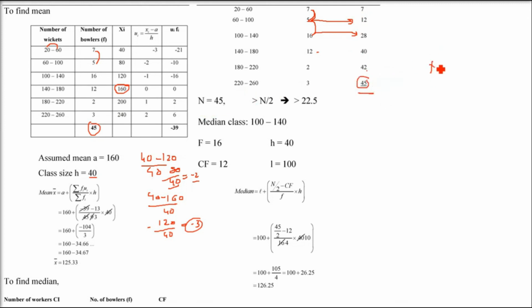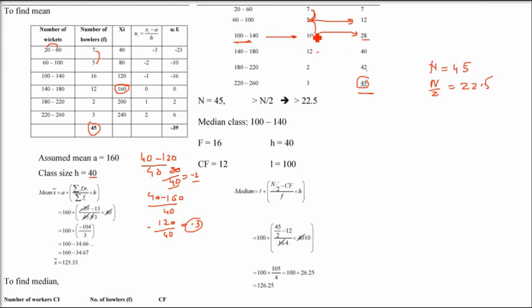Divide it by 2. Take n by 2, 45 by 2, that is going to be 22.5. Now in which median class is this 22.5 coming? 22.5 is coming in between 12 and 28, which is actually the class 100 to 140. So 100 to 140 is our median class.